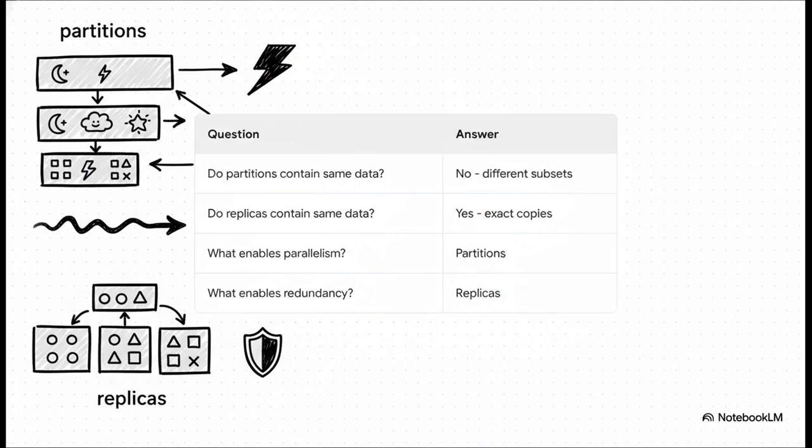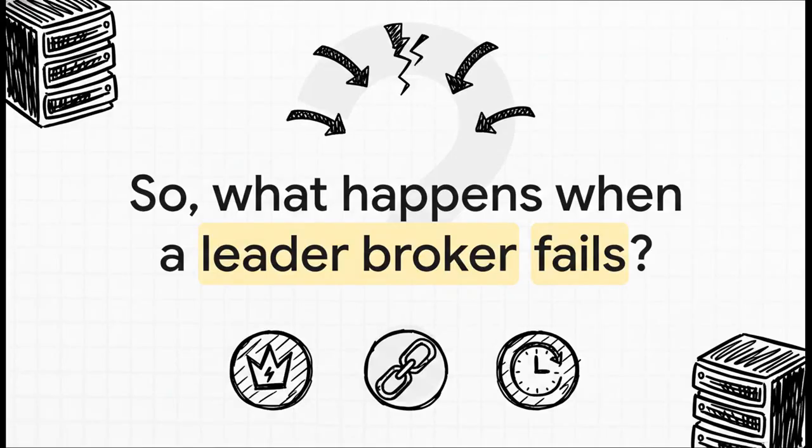Let's lock this in. Quick fire round. Do partitions hold the same data? No way. They hold different chunks of data for speed. Okay, but do replicas hold the same data? Yes. They have to be exact copies. That's our safety net. So what gives us that speed, that parallelism? That's the partitions. And what gives us that safety, that peace of mind? That's the job of the replicas. And that's how it all works together. It's this beautiful dance that creates a system that's both ridiculously fast and incredibly tough.